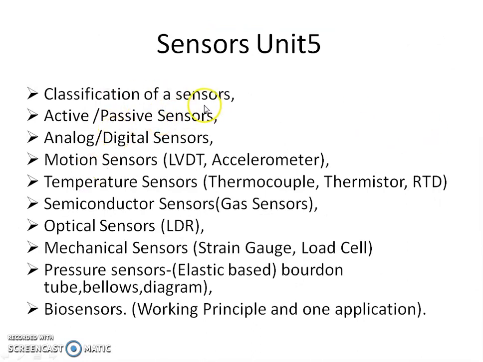As per syllabus, what are the contents of this unit? First, classification of sensor: active and passive sensor, analog and digital sensor, motion sensor. Two motion sensors you have to learn, LVDT and accelerometer. Temperature sensor, total 3 sensors. Semiconductor sensor, only one sensor, gas sensor. Optical sensor, that is LDR. Mechanical sensor, strain gauge and its application, that is load cell. Then pressure sensor, 3 pressure sensors you have to learn: one is Bourdon tube, bellows and diaphragm, and last one is biosensor.